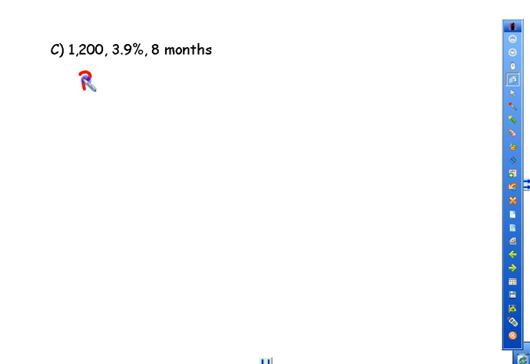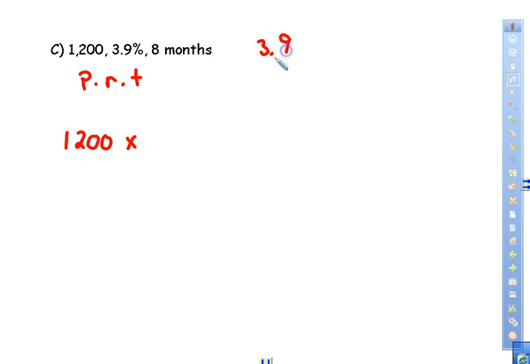So again, principal times the rate times the time. So $1,200 times my interest rate, which is 3.9, so I got to move it 2 places, add a 0, so it's going to be 0.039 times 8 months. So it is 8 out of 12. Okay, 8/12. And when we take this and we reduce this, you would see that you get 2/3.